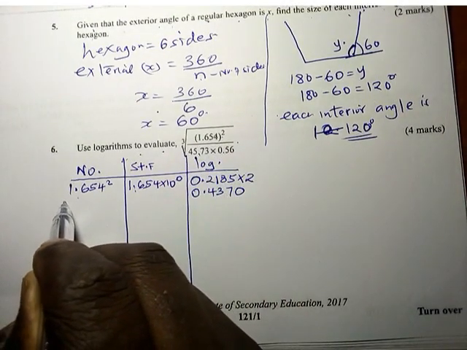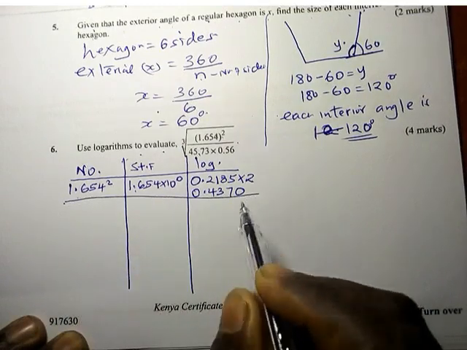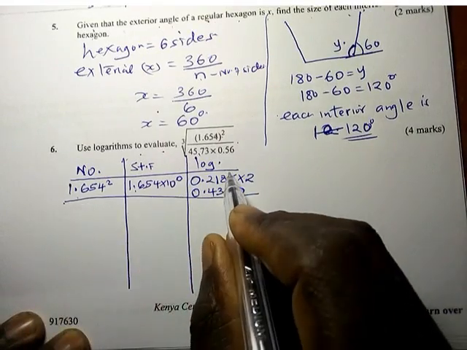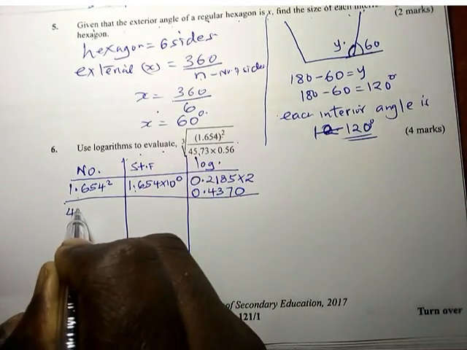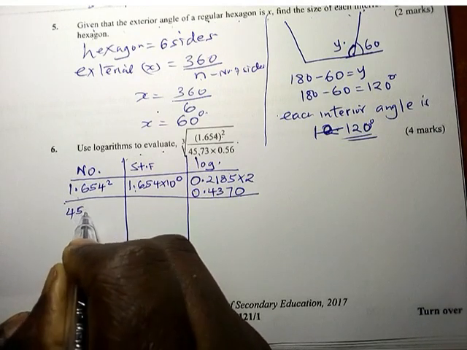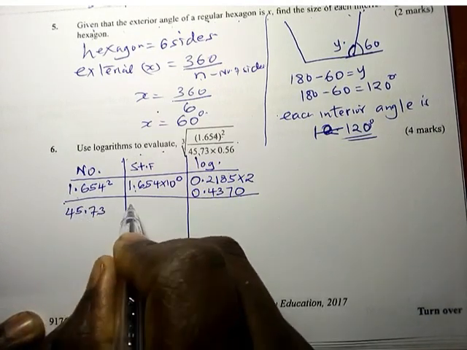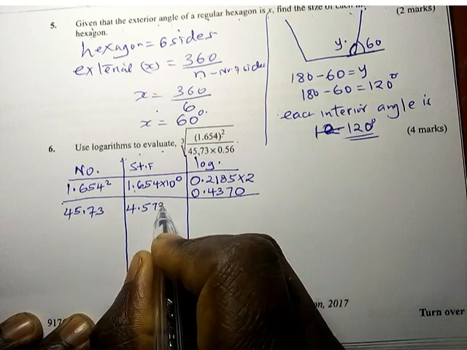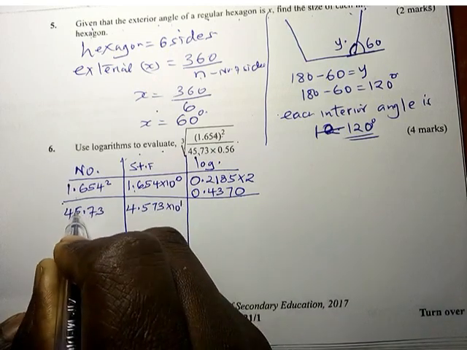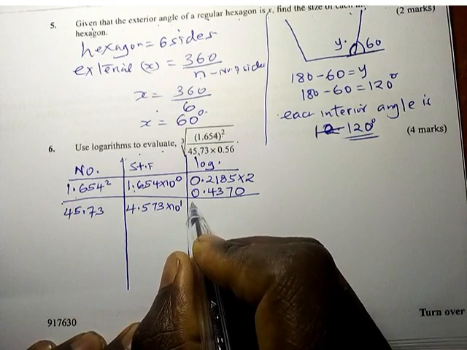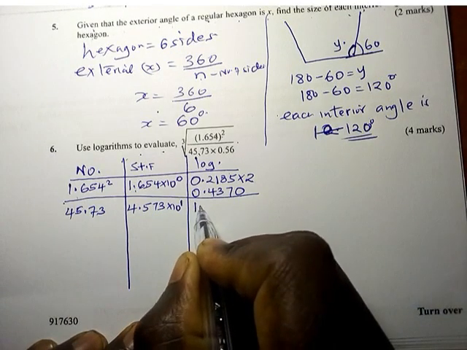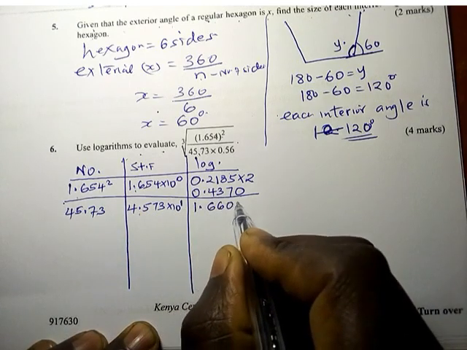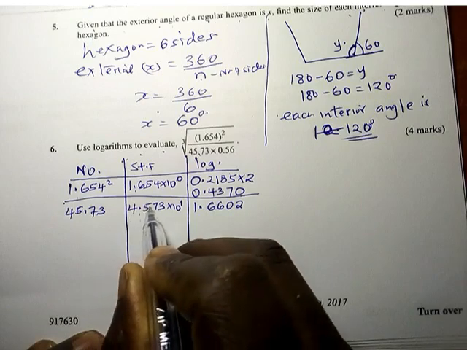The numerator we underline like that. This line is to separate the numerator. Now the denominator: we have 45.73. The standard form will be 4.573 times 10 raised to power 1, because we moved back once. The characteristic here is going to be 1, and then the log is 0.6602. The log of 4.573, you just use a calculator.